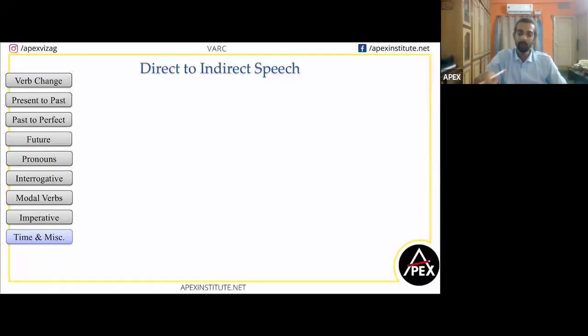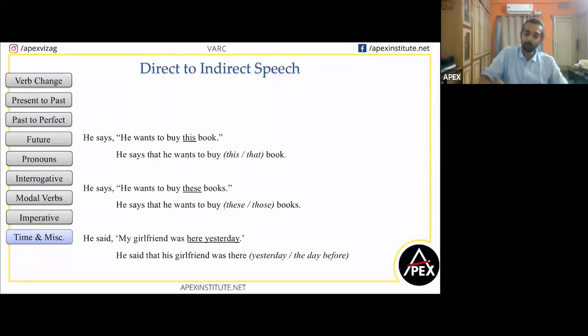Okay, all right. So what about these? He says he wants to buy this book. Yeah, very good. So when we say he says that he wants to buy that book, because to him it is this, to you it is that. So that over here becomes a demonstrative adjective. All right. Next, he says that he wants to buy these books. That means what will it become? He says that he wants to buy those books.